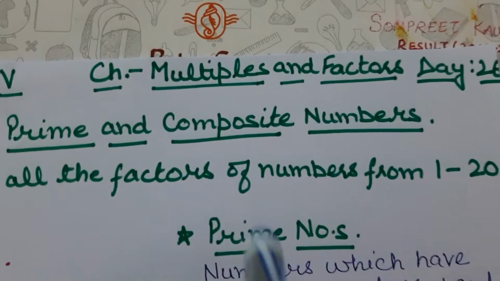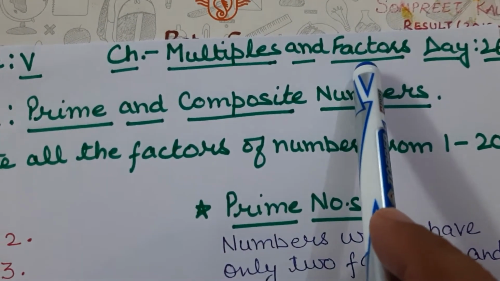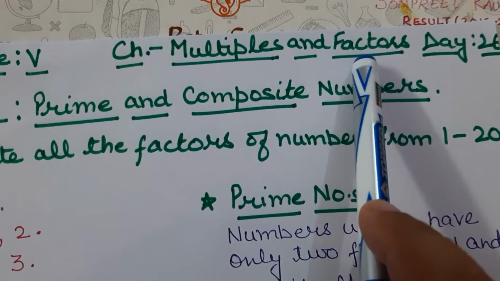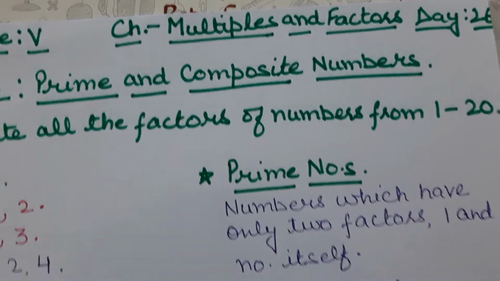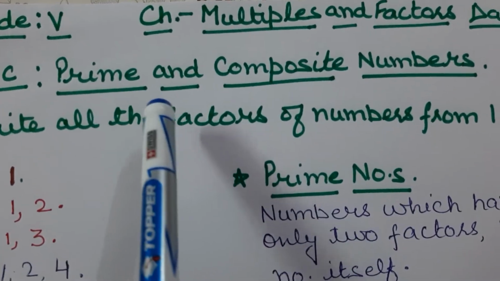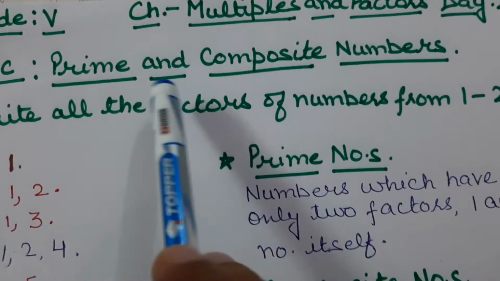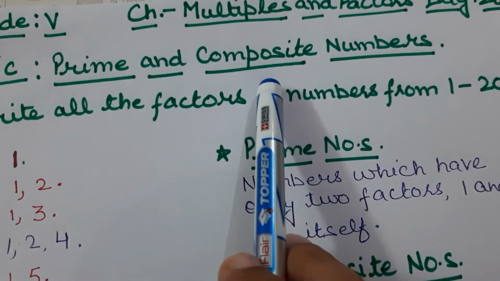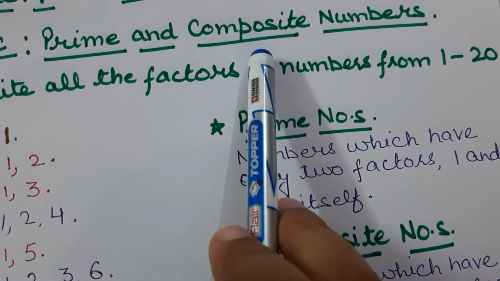So students, as you know, we are doing the multiples and factors chapter. Now you all know what multiples and factors are. So today our topic is prime and composite numbers. Both these terms are new for you. You are doing these terms for the first time.